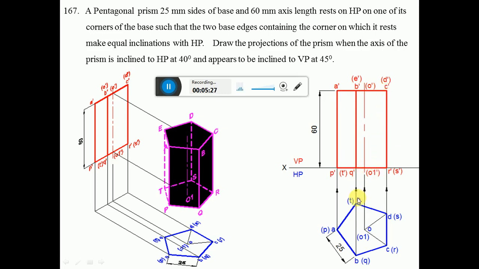Then again you project Q dash T dash to this point, which is going to be B dash E dash. Similarly, you draw a vertical line here at the center to get this point O dash in bracket. You join O dash and O1 dash with a center line.